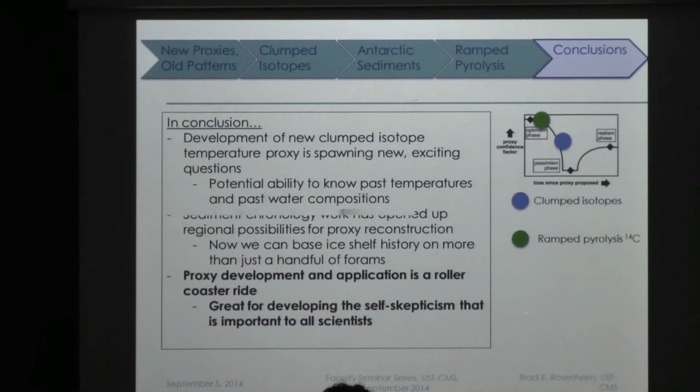So where are we then? Clumped isotopes, I'd say we're a little bit more advanced down that roller coaster. We're heading down towards the pessimism phase, but it's still an exciting proxy to say the least. Ramp pyrolysis, I think we're still in the optimism phase, but since we have so many branches we're working on right now, each of them has a different position on here, which I can't really get into.